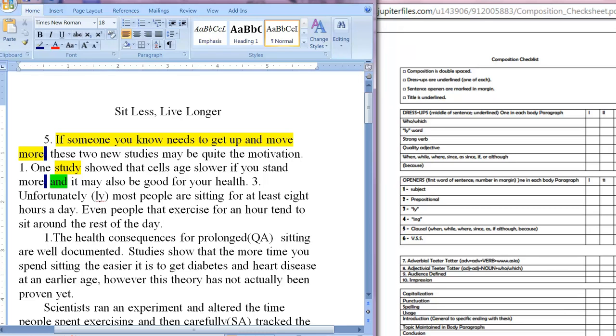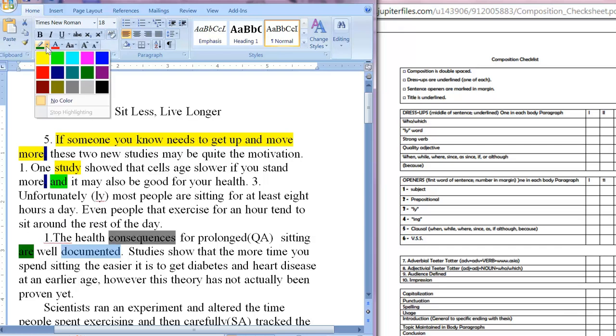You do have an adjective and an article, but our basic sentence is this: consequences are well documented. So here's our noun. Let me pick a color for our nouns. Let's make our nouns. And our verb here is well documented, are documented. And we're starting it with a subject.